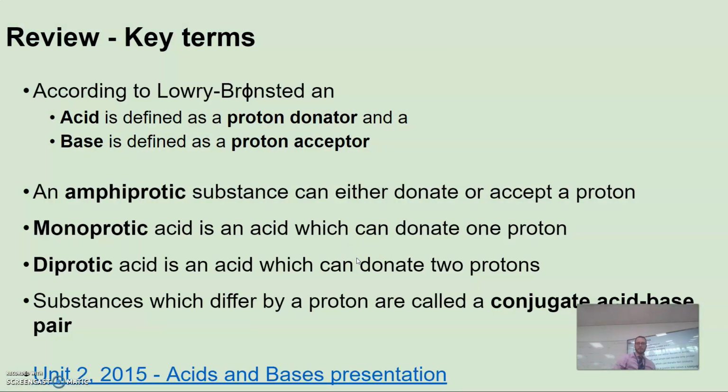Okay, so recap from last year. Lowry-Bronsted, as we said, proton donator, proton acceptor. Amphiprotic, substance can accept or donate a proton. Monoprotic, diprotic, acids, right? Mono means 1, di means 2. Tri means 3. What's an example of a triprotic acid? Phosphoric. There we go. Fantastic. Conjugate acid-base pairs, and I've mentioned that in reference to titrations.